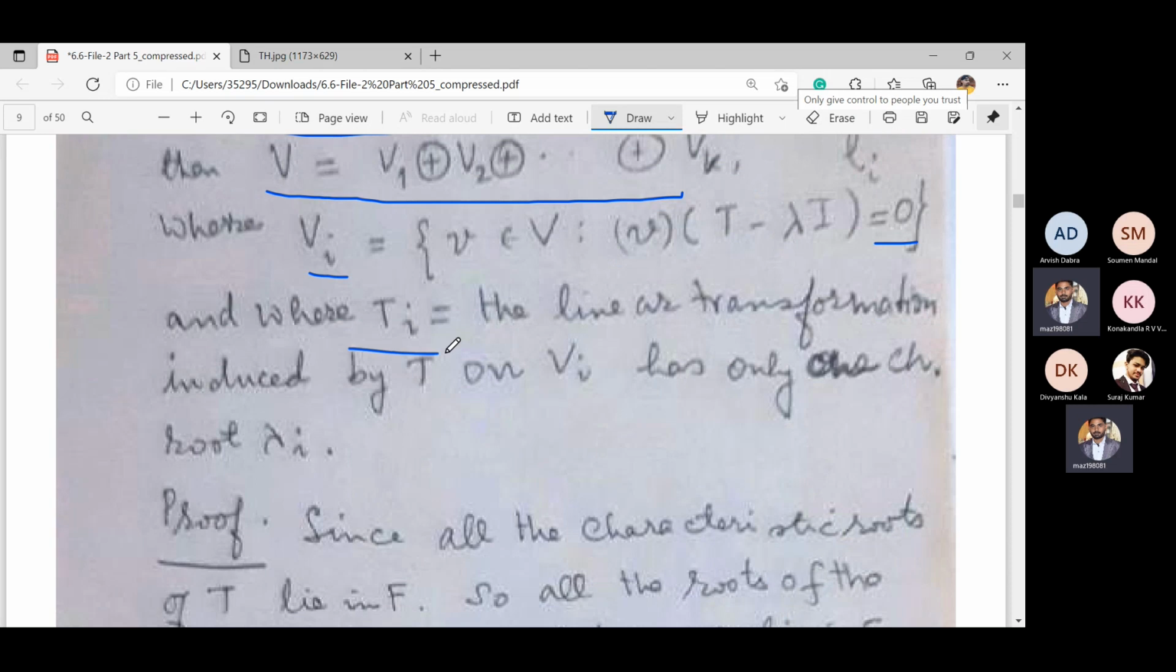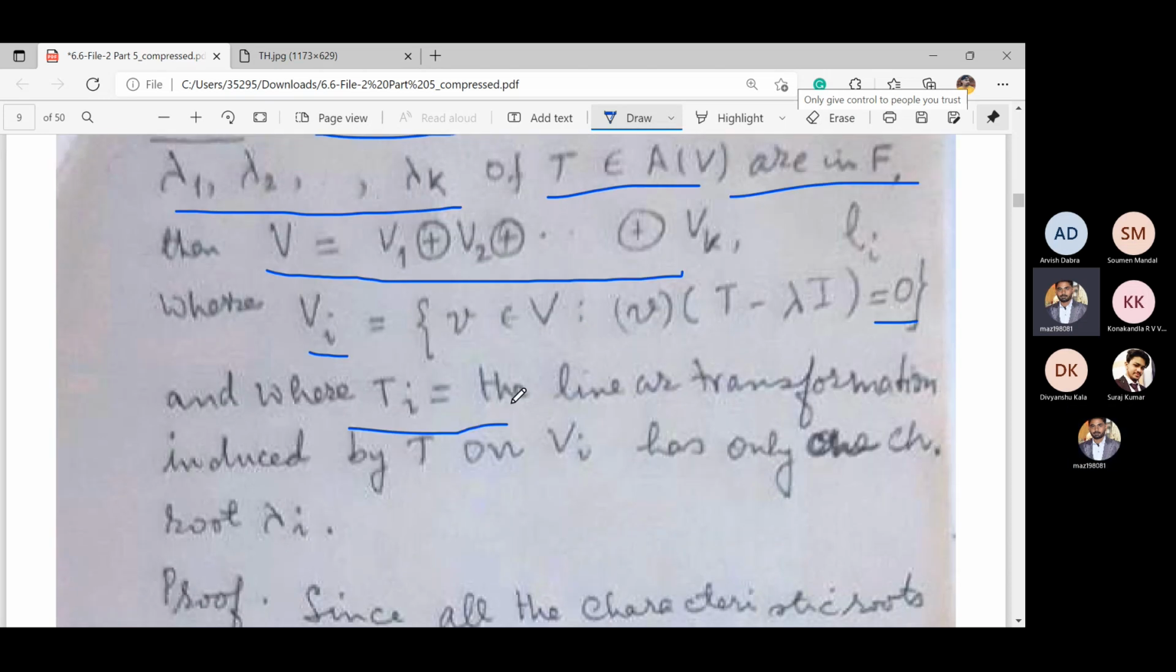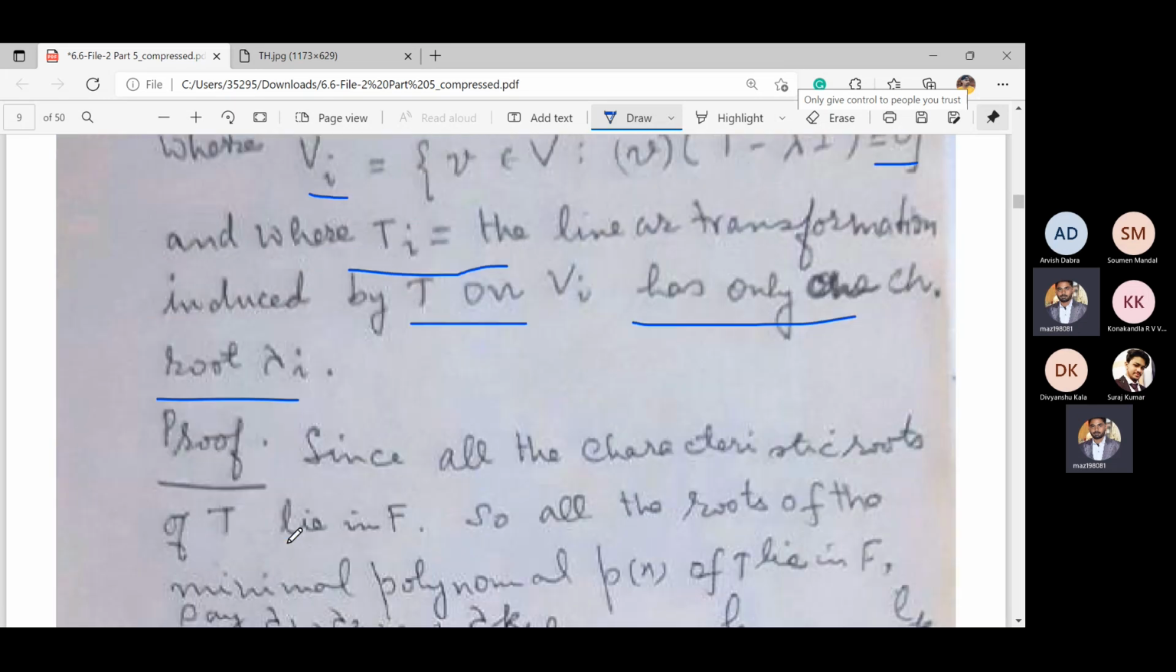And where T_i, the restricted linear transformation on V_i, has only one characteristic root, lambda_i. Meaning if we restrict T_i to V_i, then we have only one characteristic root, that is lambda_i. Maybe the multiplicity of lambda_i is different, but the distinct root must be only one, that is lambda_i. So let's have a proof.